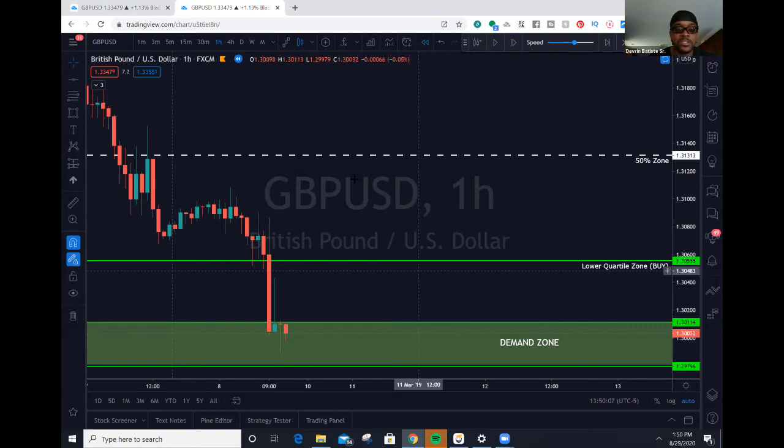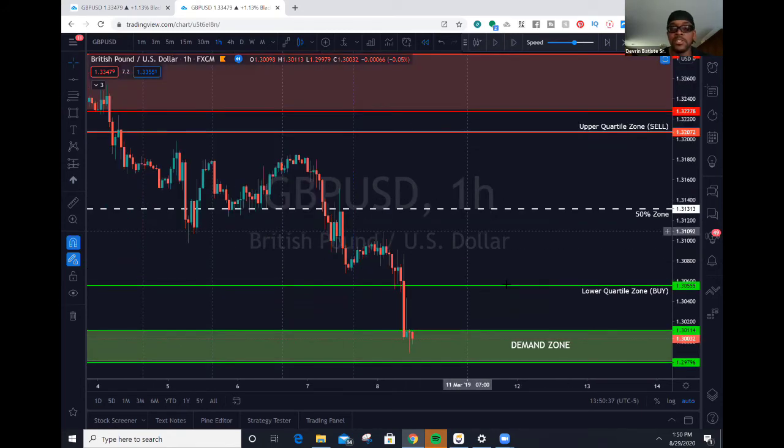Okay. So let's see something. If I buy it, see what price is right here. The bottom is right here. That's about 20 something, let's say 23 pips from here to here. Say for instance, I buy right here and put my stop loss down here at about 25 pips. Now my target, once I enter a buy, is either going to be this 50% zone or this upper quartile zone right here. Okay. So let's see what happens if we buy right here.